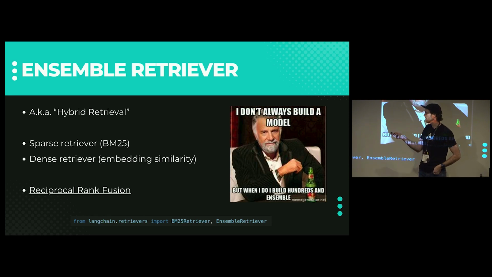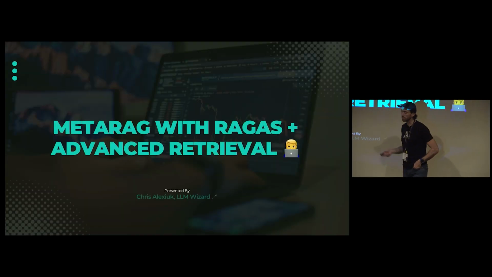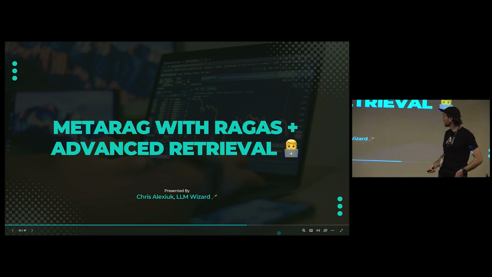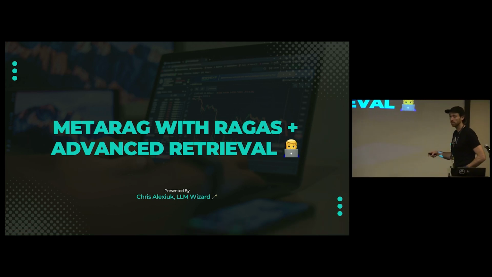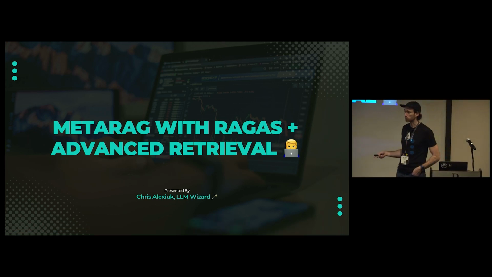And also, sparse plus dense does it faster too. Why shove 10,000 pieces of context into the context window and pay for all those tokens when they're not going to add anything to the actual answer that you get? That's dumb, so don't do that. And so we're going to see exactly how to do this. Now we're at the meta RAG with Ragas and advanced retrieval stage with Chris.